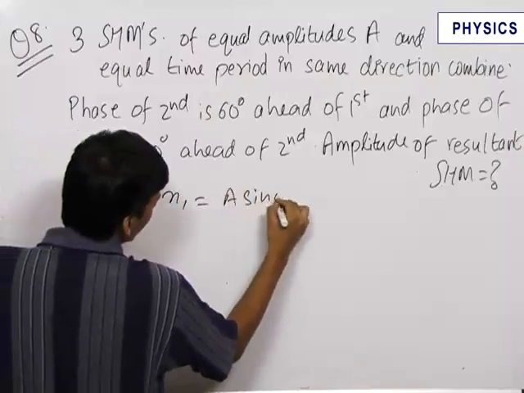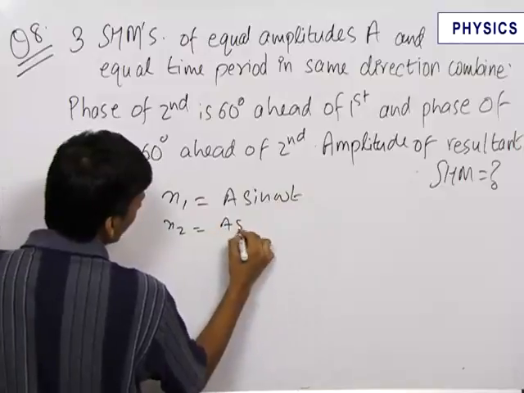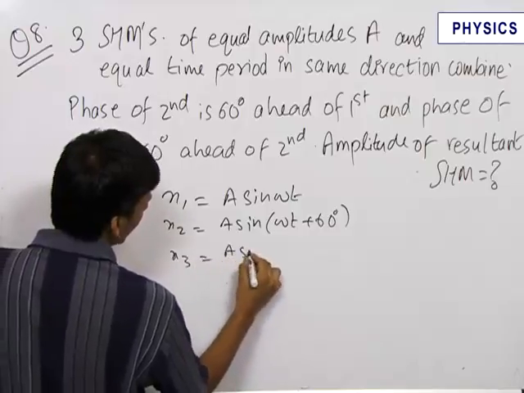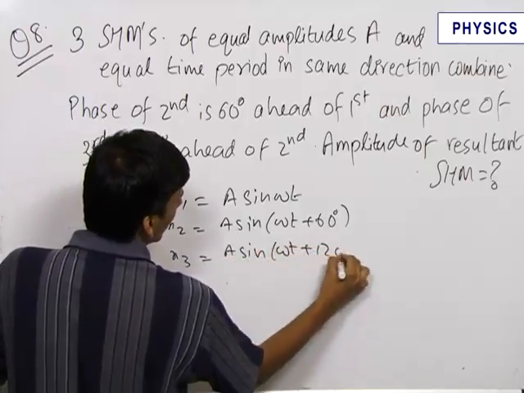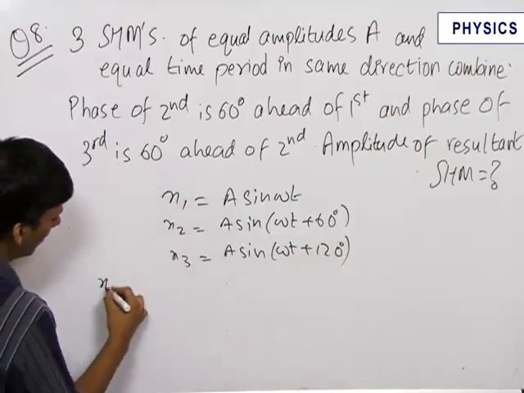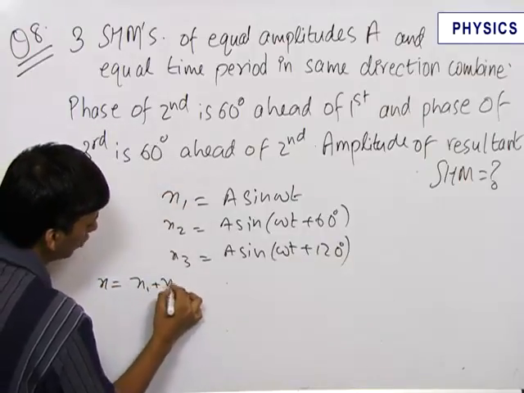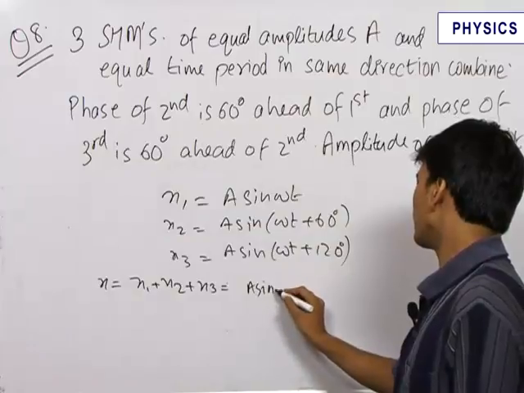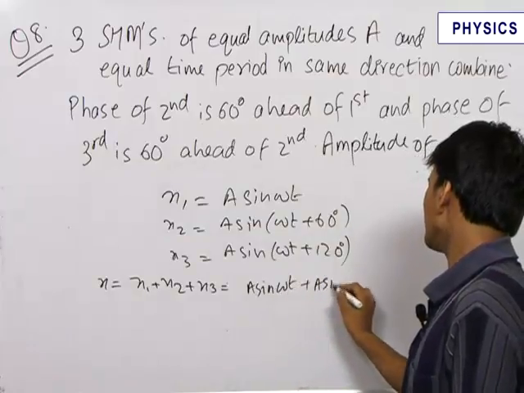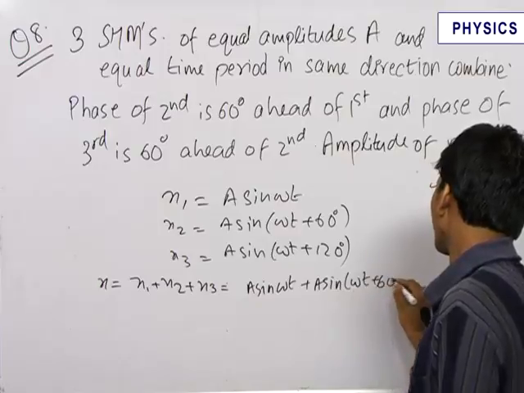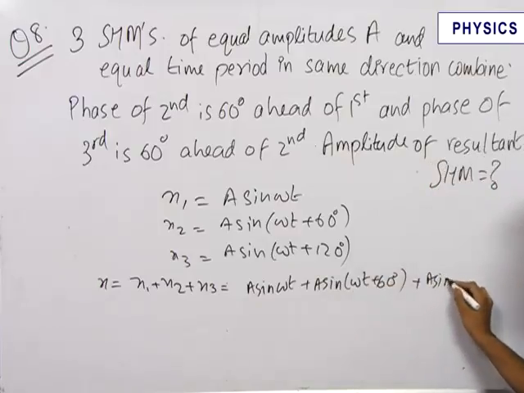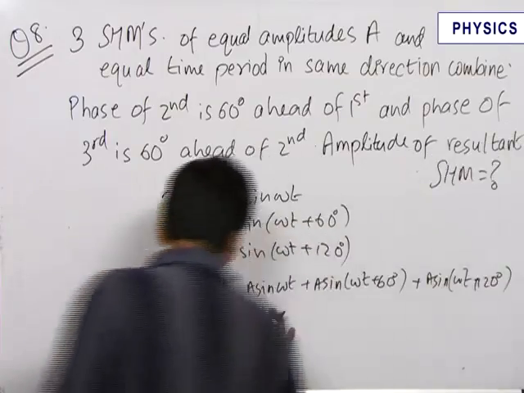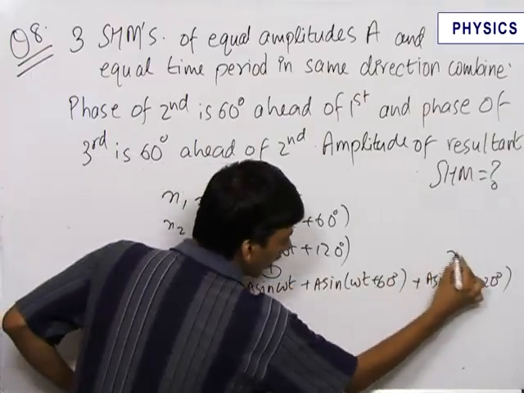Let x1 is equal to a sin omega t, then x2 is equal to a sin(omega t plus 60 degrees), and x3 is equal to a sin(omega t plus 120 degrees). Now the resultant SHM will be x is equal to x1 plus x2 plus x3, which is equal to a sin omega t plus a sin(omega t plus 60 degrees) plus a sin(omega t plus 120 degrees).